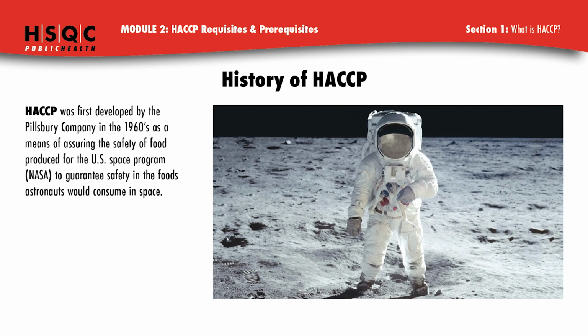History of HACCP. HACCP was first developed by the Pillsbury Company in the 1960s as a means of assuring the safety of food produced for the US space program and NASA, to guarantee safety in the food astronauts would consume in space. Since its conception, HACCP has become an important system to guarantee food safety, so much so that almost all governments in the world have incorporated it into their laws and regulations.